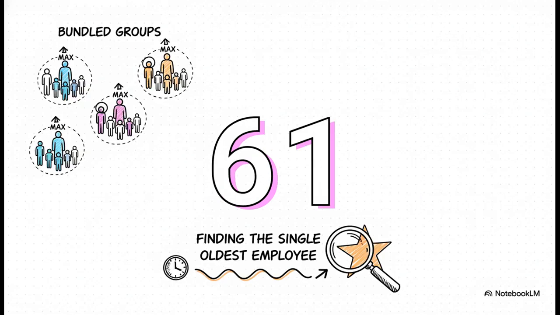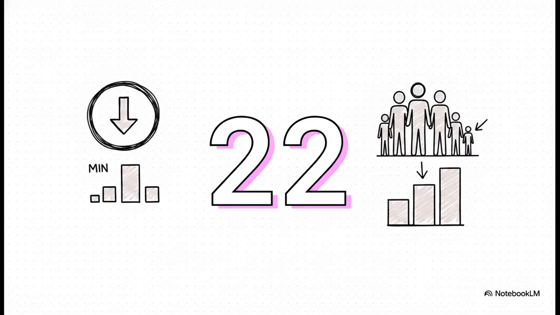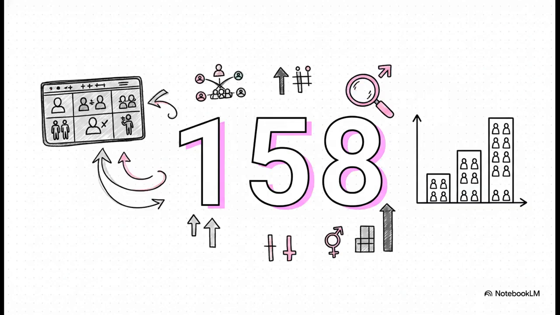And we certainly don't stop there. Slap on the max function, and we can easily spot the absolute oldest employee hidden within each bundled group. Flip that around with the min function, and we find the youngest. Simple as that. Finally, using count, we can see exactly how many individual employees are actually inside each of those rolled-up gender categories. In just one query, we've pulled massive insights out of pure chaos.